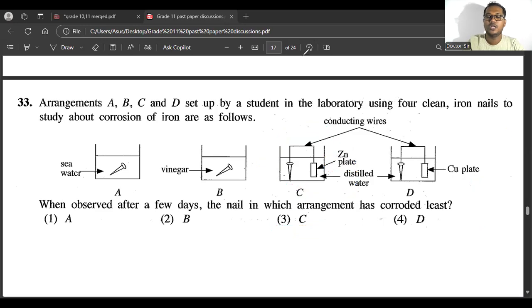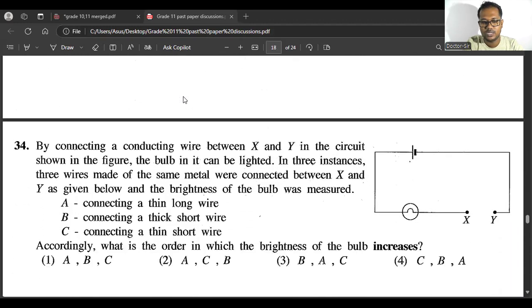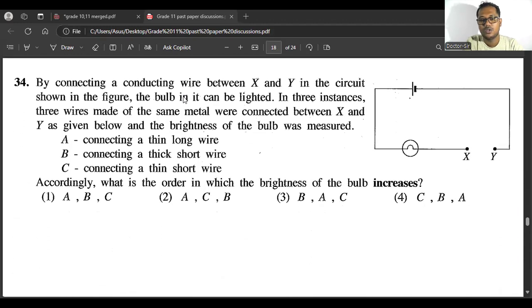Okay, now we will move to the next question. So we have limited time, that's why I will go a little bit faster. I will give you question number 34. Try to find out the correct answer.